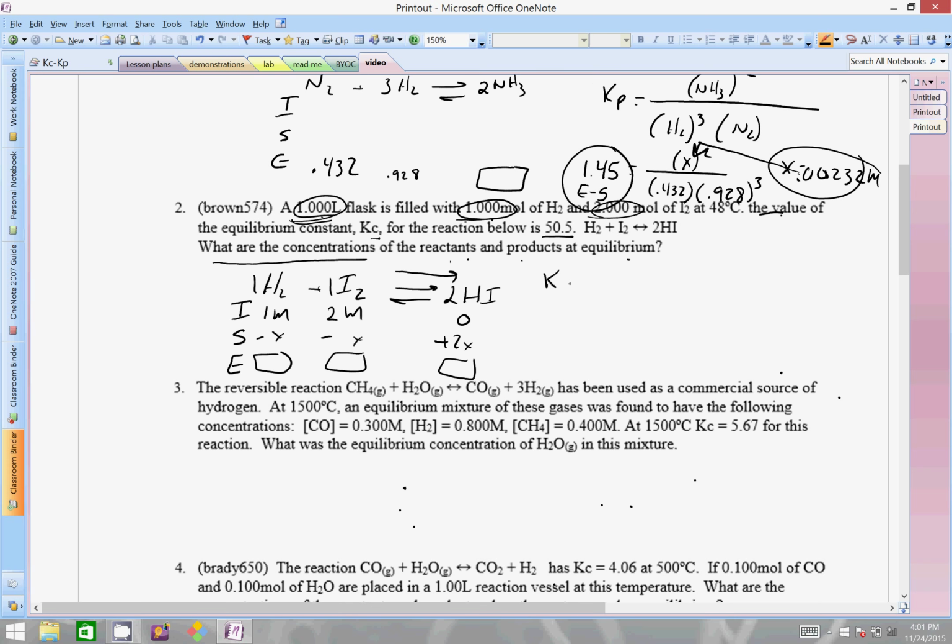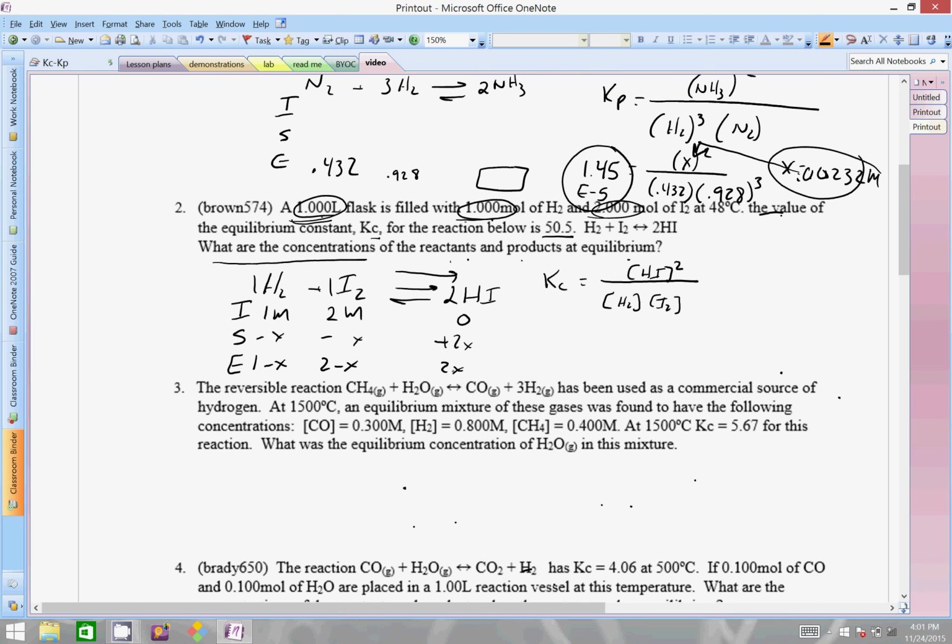So the K value for Kc is equal to the concentration of HI squared over the concentration of H2 times the concentration of I2. And in this case, I'm going to plug the values in. I'm going to get rid of my squares here so you can see a little better. 1 minus x, 2 minus x, and 2x.